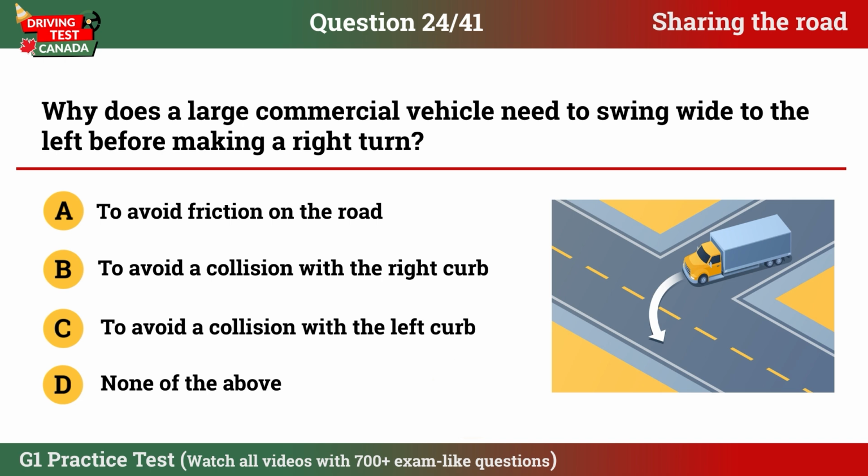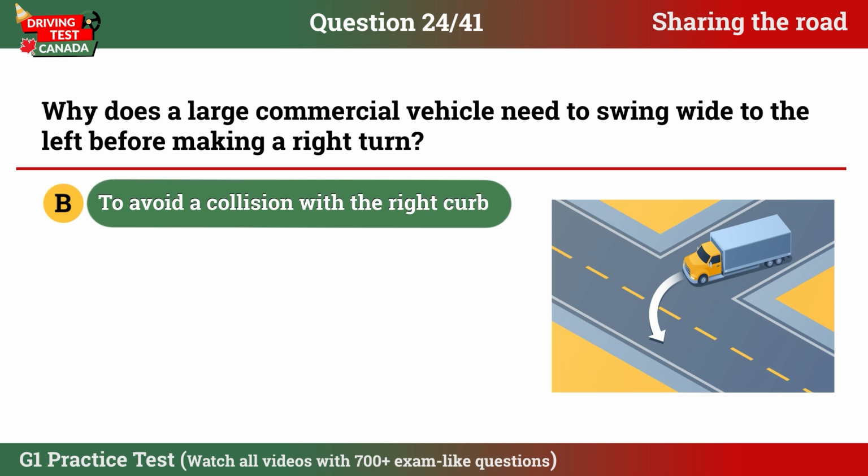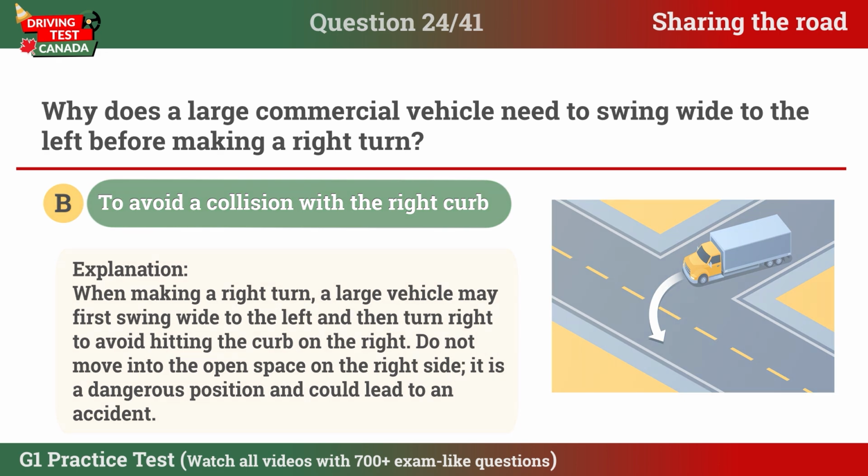The correct answer is B. To avoid a collision with the right curb. Explanation. When making a right turn, a large vehicle may first swing wide to the left, and then turn right to avoid hitting the curb on the right. Do not move into the open space on the right side. It is a dangerous position, and could lead to an accident.